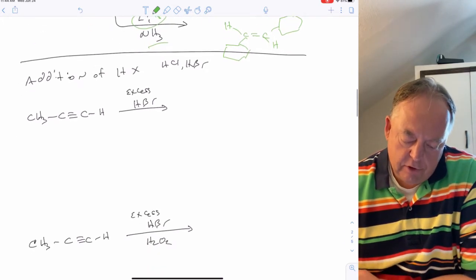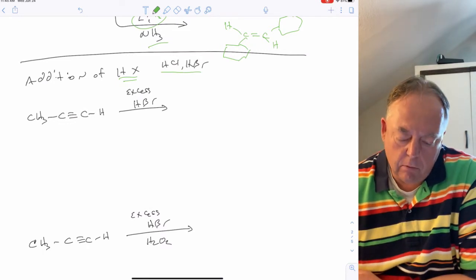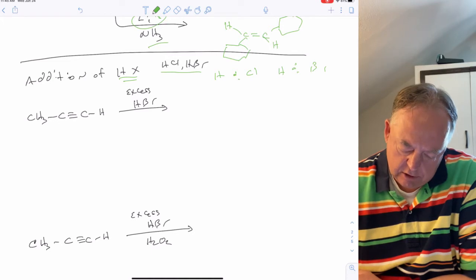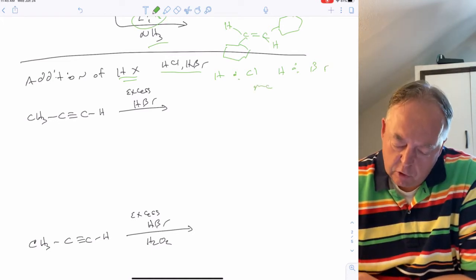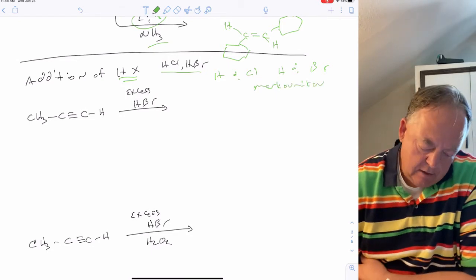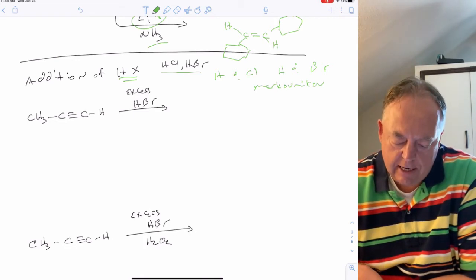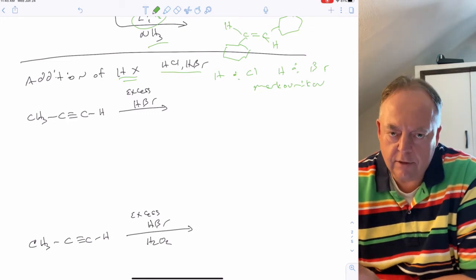Okay, so in chapter 8, we looked at the addition of HX, HCl and HBr across a double bond. If you remember, what this does is add H and chlorine, or H and bromine across the double bond. Is it Markovnikov or anti-Markovnikov? It's Markovnikov. So basically you're just going to do that twice. You have 2 pi bonds, you're going to add H and bromine across the triple bond twice.